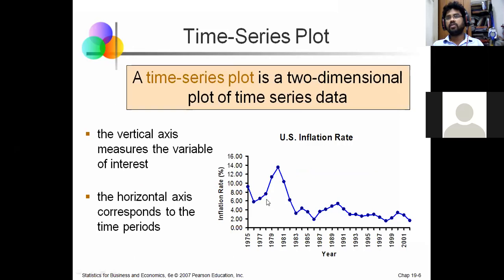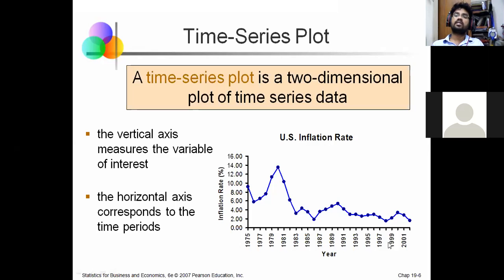If you plot the diagram, you will get such a plot graph of the time series data. Take the years, the time, on the x-axis. On the y-axis, take the variable value, for example the inflation rate. For example, from 1975 to 2002, how much was the inflation rate in the US? You take the inflation rate on the y-axis and years as time on the x-axis. You may take second wise, hour wise, or weekly, no problem.